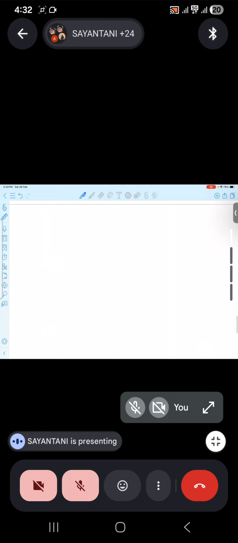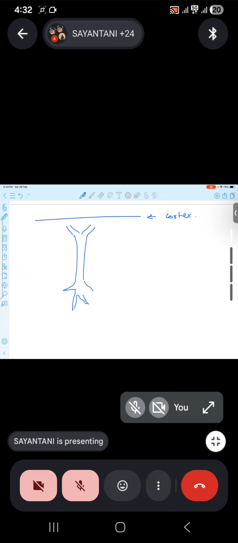So I have this cortical surface or the cortex, and suppose I'm just considering one particular dendrite. And this is the cell body. And then you have the axon. So what is happening, if you remember the concept of resting membrane potential from the last class.